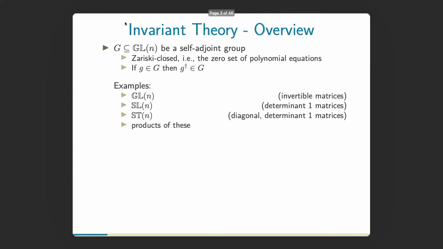So what are examples? Okay, you know all of those, right? Like the set of all invertible matrices is one of them. The set of all matrices with determinant 1. The set of all diagonal determinant 1 matrices, and you're like, okay, that was familiar, right? We've seen that before. And products of those, okay? So that's it. Today I just want you to think about GLN, okay?